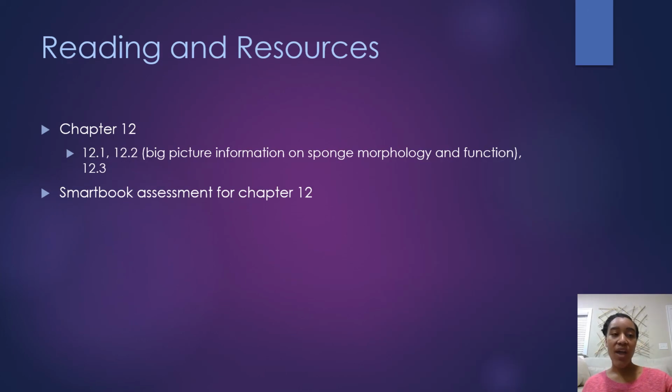Okay, so now we are finished talking about sponges. Just remember some key things about sponges, their morphology, how they feed, ways that they can reproduce, things like that. Go ahead and read chapter 12, sections 12.1 and 12.2. Just make sure you get the big picture, like I just mentioned about the morphology of sponges: what are spicules, what are choanocytes, what are archaeocytes, how do they go about feeding, how can they reproduce, things like that.